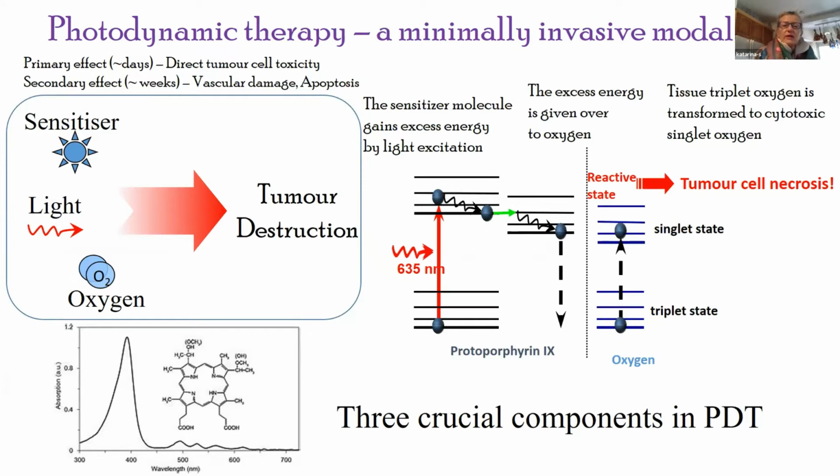And these three together, combined in a smart way, can kill the tumor by utilizing the physics as you see to the right there. The excitation means that the molecule gains energy, and the excess energy is given over to the triplet state oxygen, which in turn is transformed to singlet state oxygen, which is very toxic. So this is exactly how photodynamic therapy works in reality.